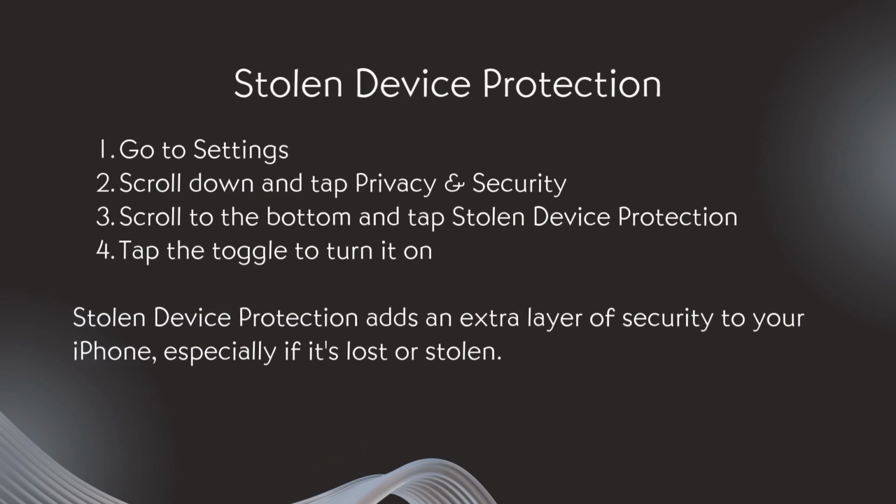So again, to turn on stolen device protection, go to Settings, scroll down and tap Privacy and Security, scroll to the bottom and tap Stolen Device Protection, and then turn it on. Stolen device protection adds an extra layer of security, especially if it's lost or stolen.